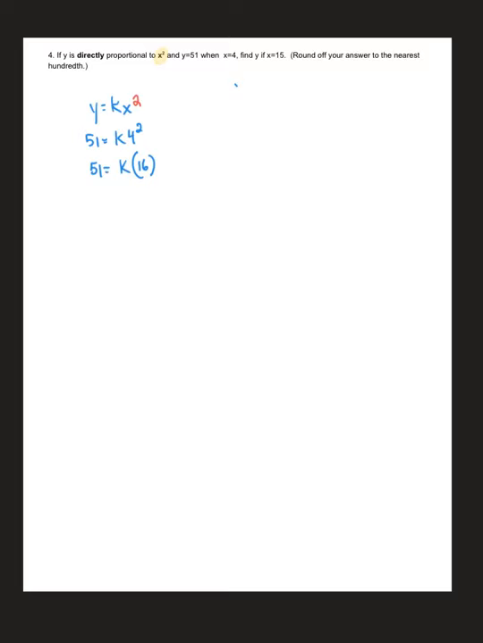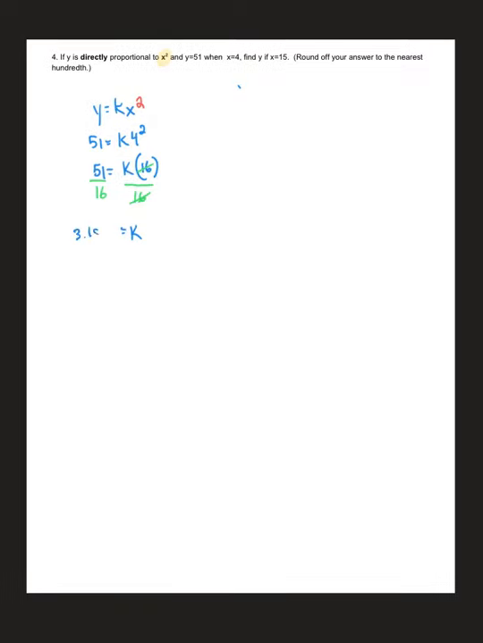So we want to get k by itself. Since k is multiplying by 16, we're just going to get rid of the 16 by dividing. So divide by 16 on both sides. K equals 3.1875. You don't need to bother rounding this. Like I said before with k, as long as you've got 4 digits, you should be fine.